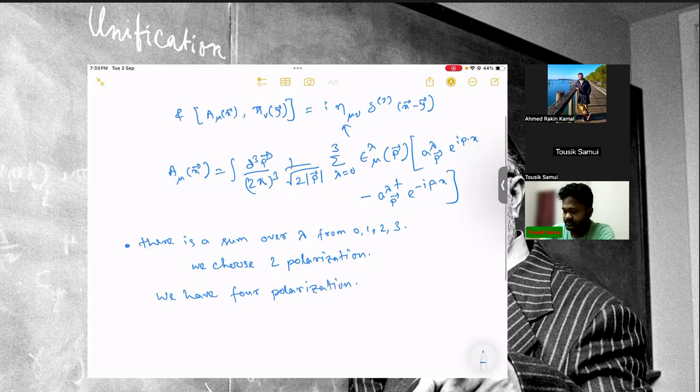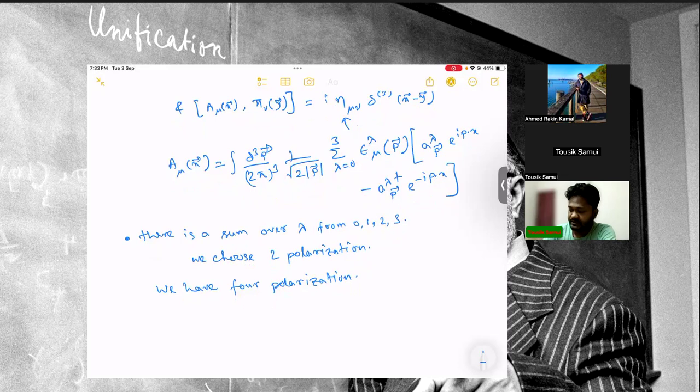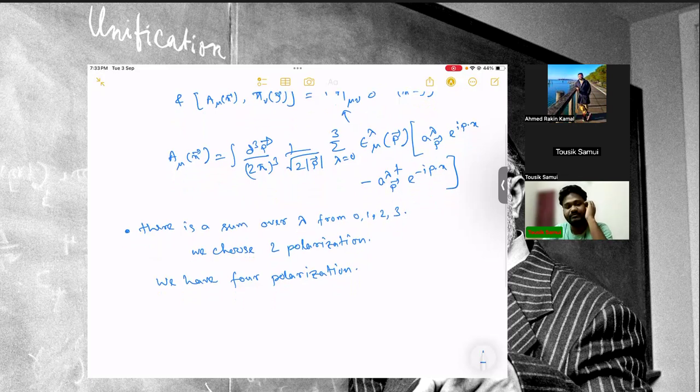Okay, so lambda goes from 0 to 3, and let us choose some basis vectors. There can be different choices, but let me show that some of the choices could be, let's say, for the photon field, epsilon 0 equal to (1, 0, 0, 0) and so on.